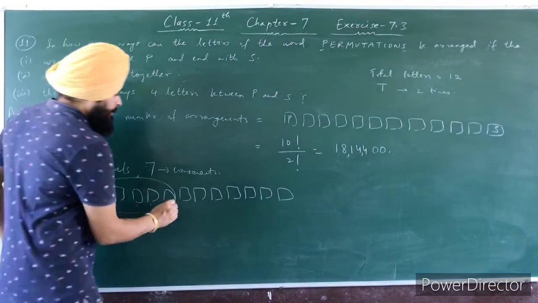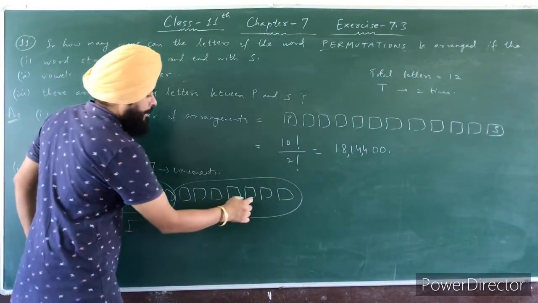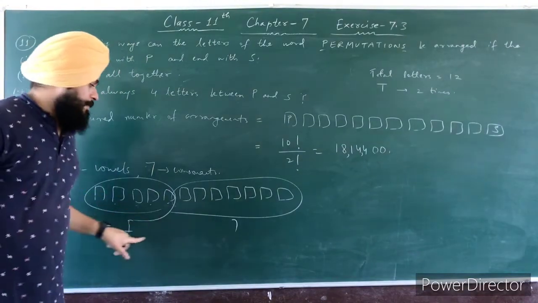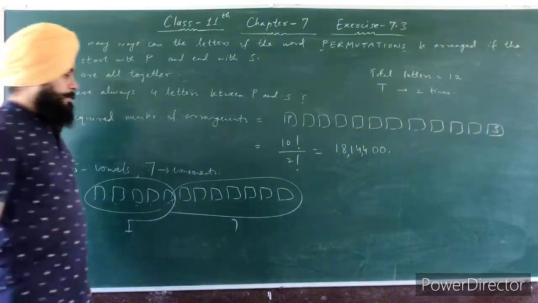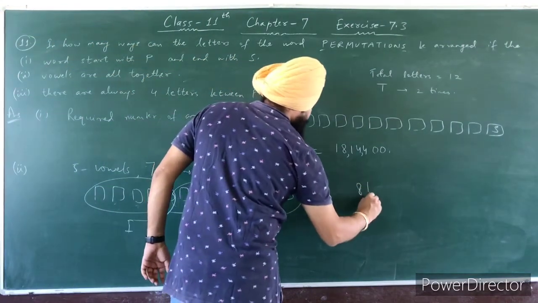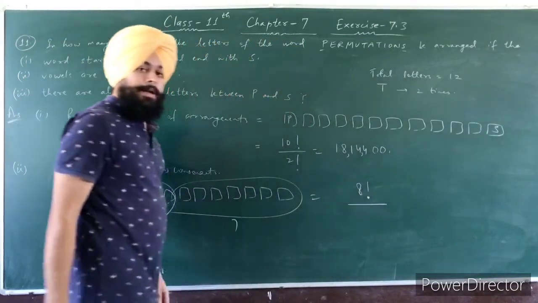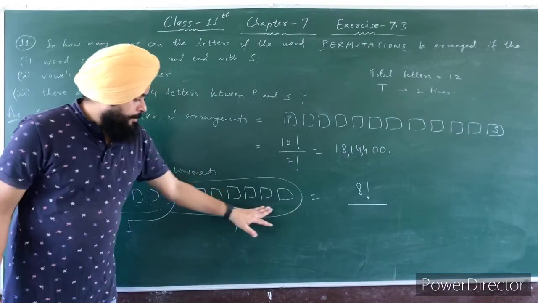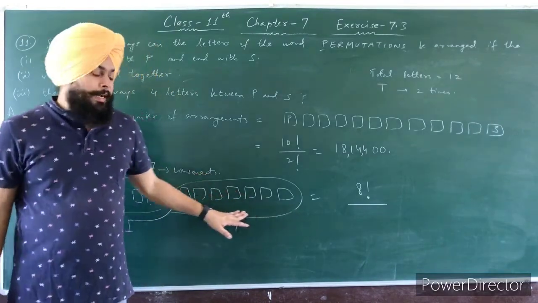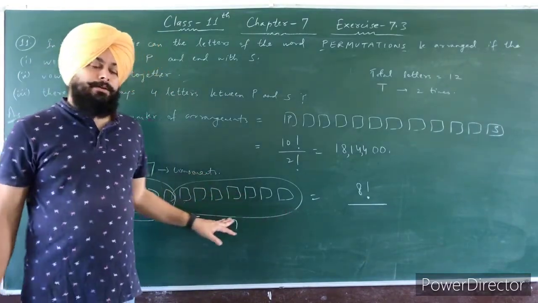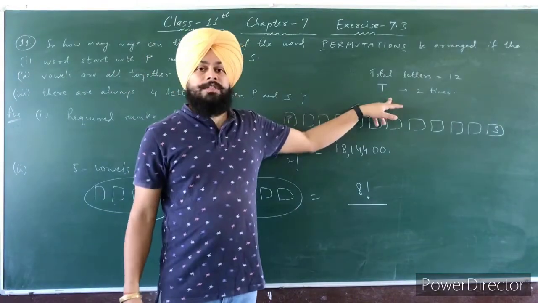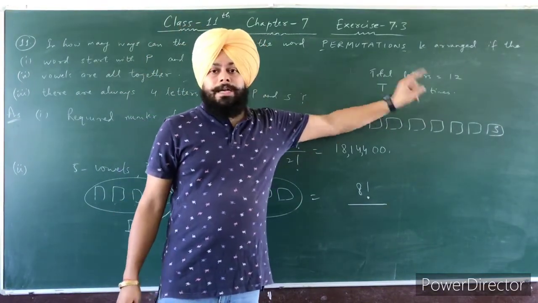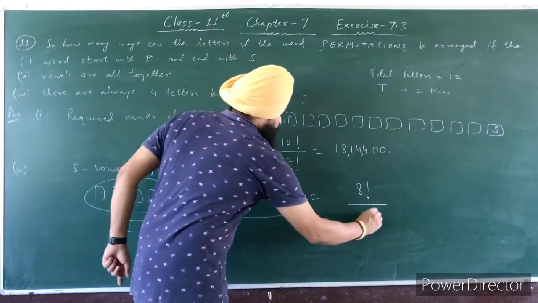So how many are left? 1, 2, 3, 4, 5, 6, 7. 7 chances are left. It means 7 plus 1, 8. So you will write here 8 factorial divided by what? Check here in these 7 chances which letter is repeated. Yes, T is repeated, because T is not a vowel, it is a consonant. So T is repeated how many times? 2 times. So divided by 2 factorial.